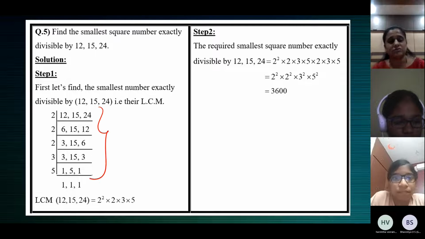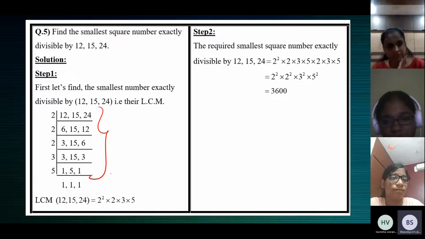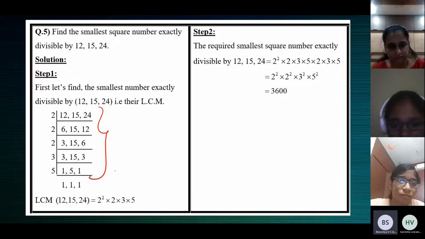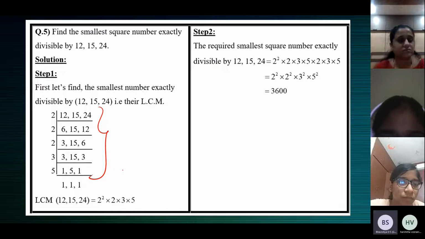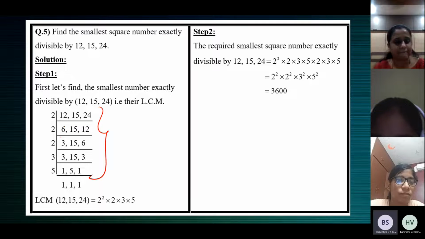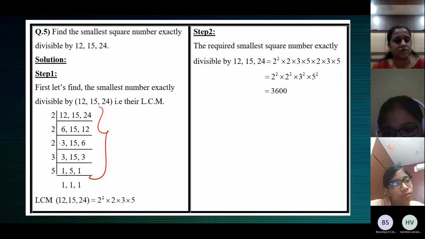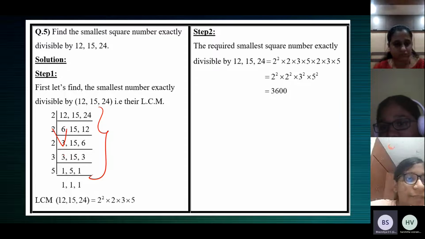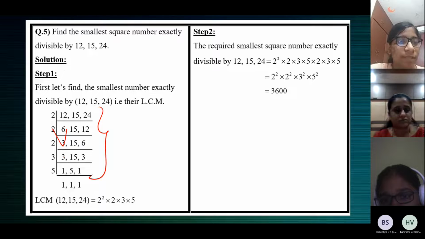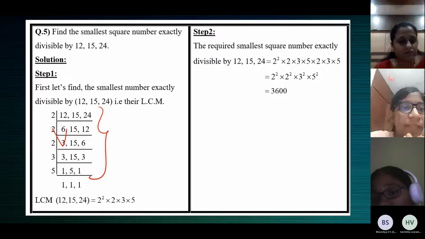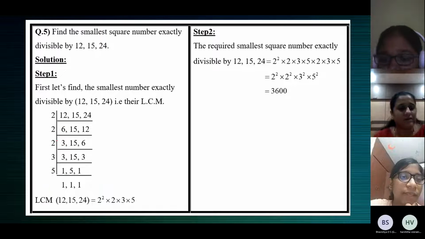Any doubt here, children? Ma'am, under 6 you have done that 2 3s are 6, ma'am, in LCM. Ma'am, under that 6 you have written 3, ma'am. She's telling about the second step. When you divide it by 3, you get 2, no, ma'am, and you have written it as 3. Divisible by 12, 15, 24. I'll come from the beginning.